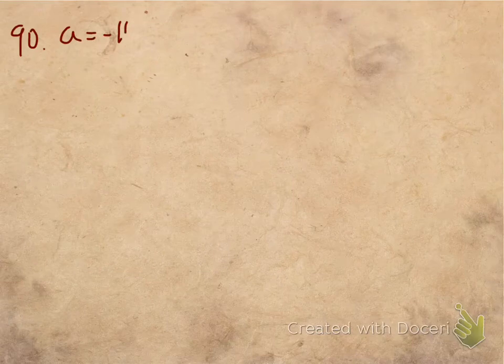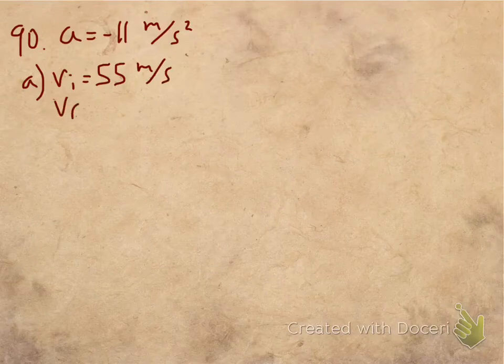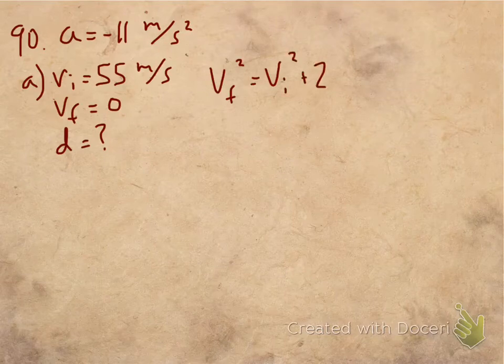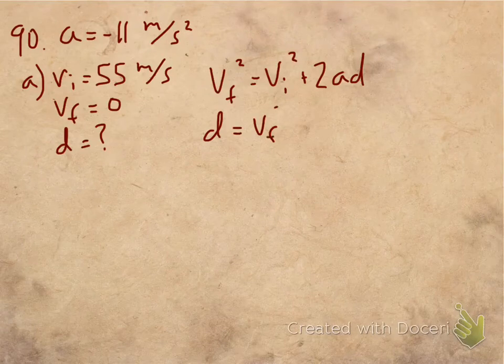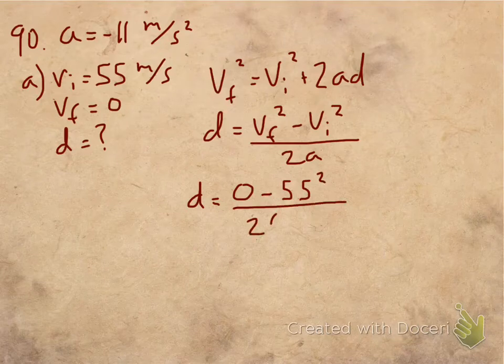Number 90, we are given an acceleration. We're slowing down. For part A, we're given an initial velocity, and it wants to know how far it is going to go before it stops. So if we're stopping, our VF is going to be 0. The equation to use here is VF squared equals VI squared plus 2AD, because that's what we're working with in terms of variables. Plug it in, and you can find the distance it takes to come to a complete stop.